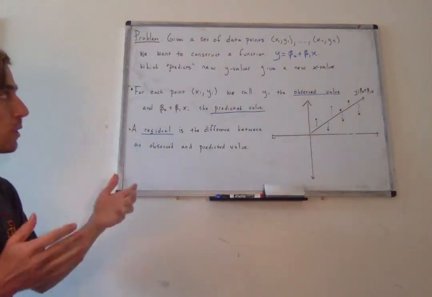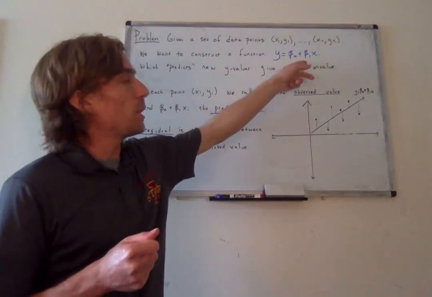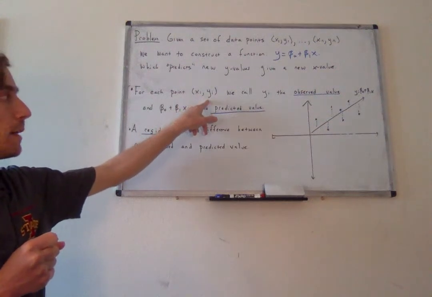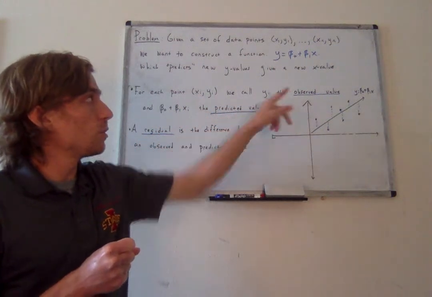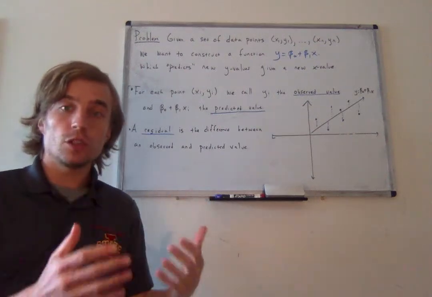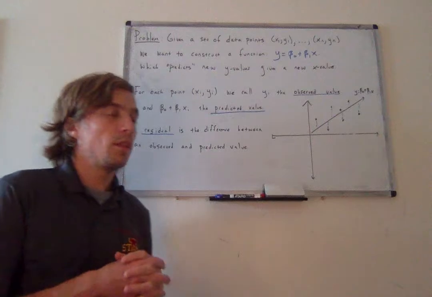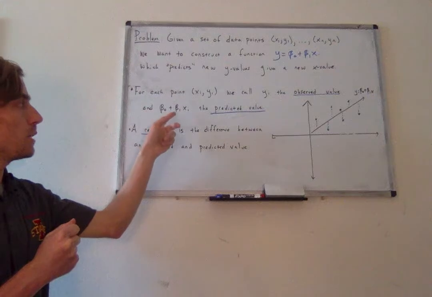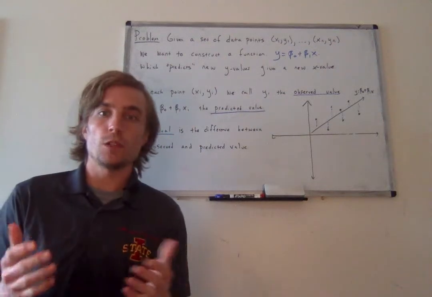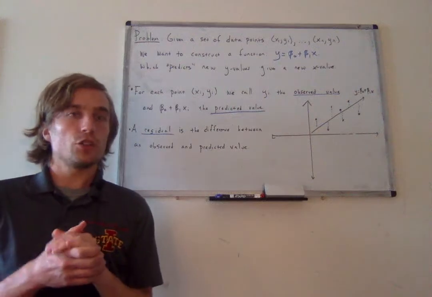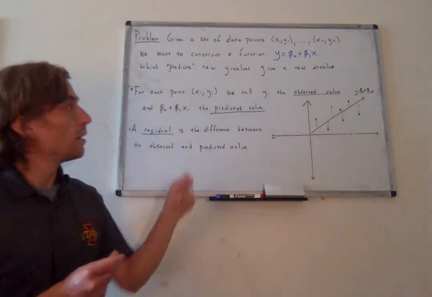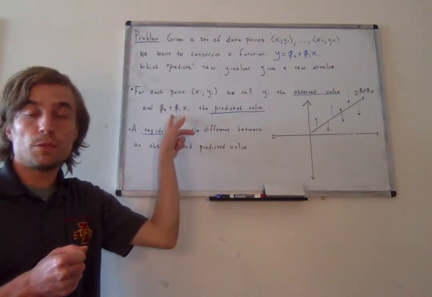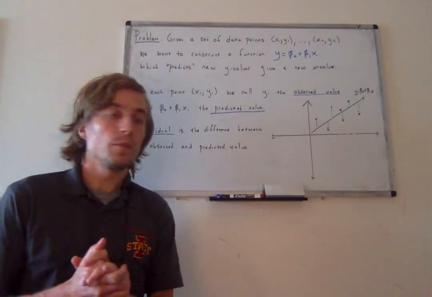After constructing this function y equals beta 0 plus beta 1 x, which we'll talk about how to construct in a second, for each point x sub i and y sub i, we call y sub i the observed value. So the y sub i is the actual measured value that we would observe. And beta 0 plus beta 1 times x sub i is the predicted value. So maybe you're trying to predict traffic in a busy city given the time of day. The actual amount of traffic would be the value of y sub i, and the amount of traffic you predicted there to be at the given time would be the predicted value.